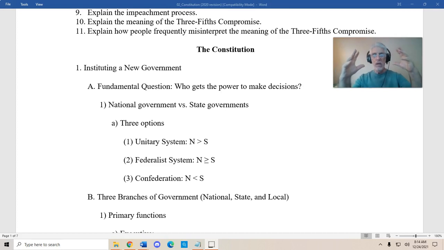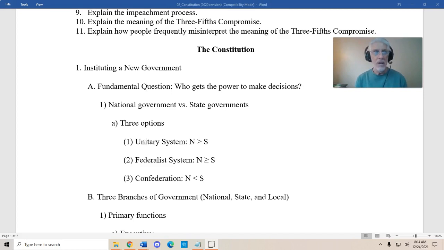So when the colonies broke away from the British government and the United States was established, the first Constitution of the United States was called the Articles of Confederation. They set up a confederation.